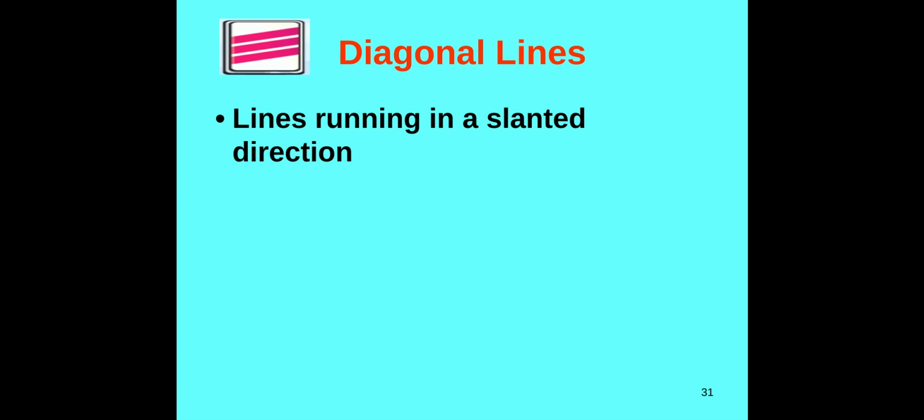We also have diagonal lines. If they are not perfectly vertical up and down or horizontal side to side, we call them diagonal, and you guys have talked about diagonal things before. They just mean they're slanted, kind of crooked.